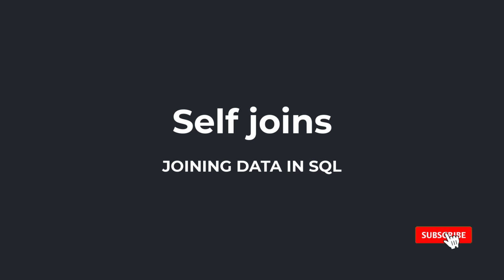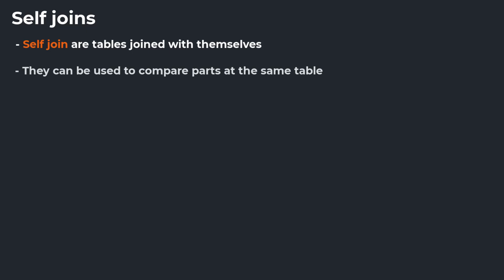We'll now dive into a special kind of join where a table is joined with itself. These types of joins are called self-joins. Joining a table to itself may seem like an unusual thing to do. Why would we want to do that? Self-joins are used to compare values from part of a table to other values from within the same table.